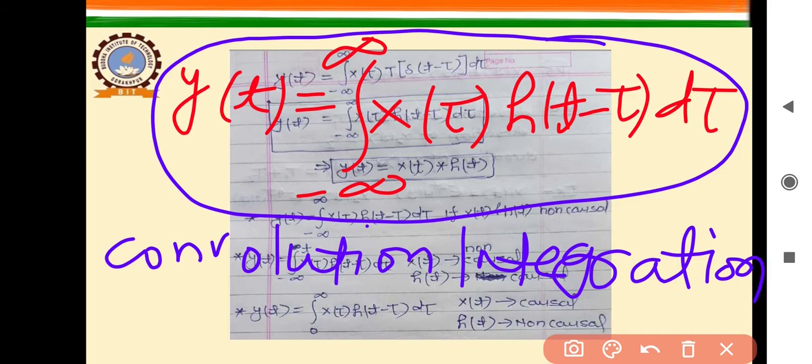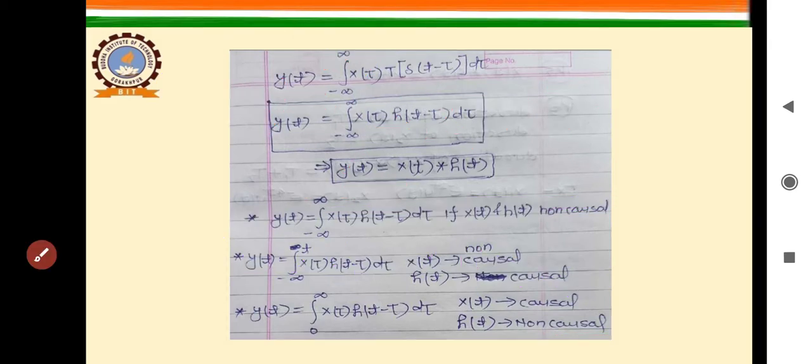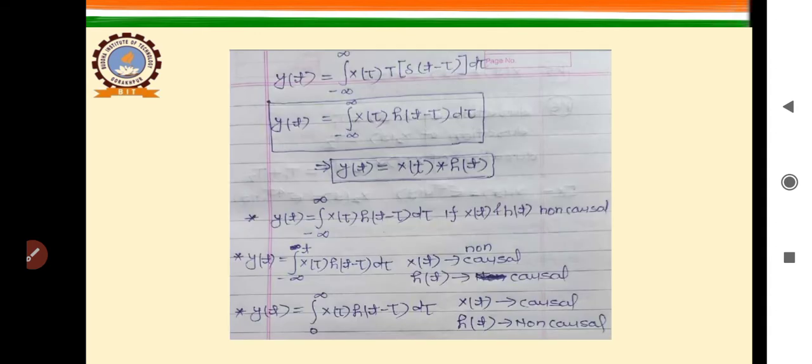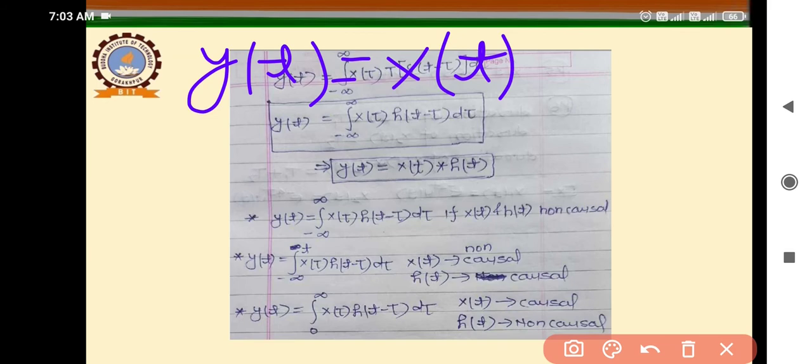This is what we call convolution integration. This relation is used to find out the output of a system if the impulse response of the system is known. It is represented as y(t) is equal to x(t) convolution with h(t).